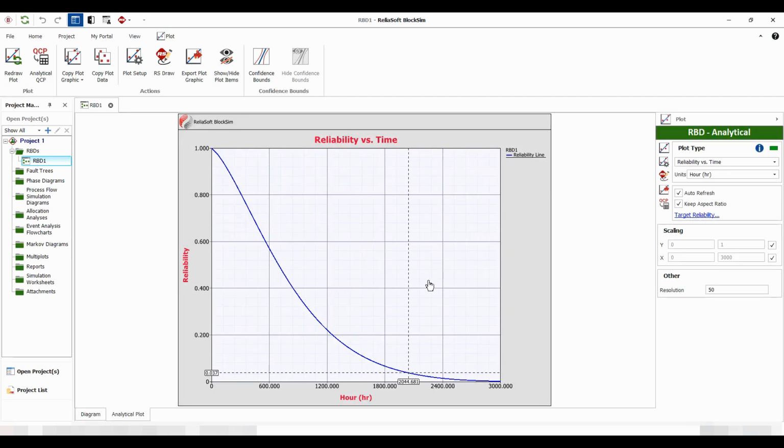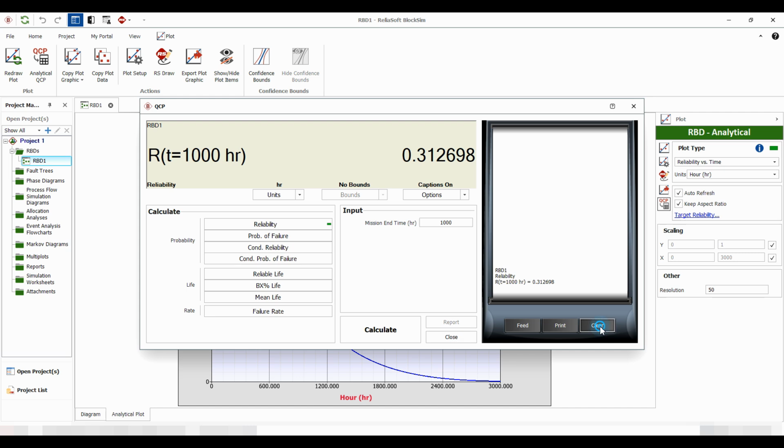But if we want to take a more accurate measurement, because it's not that easy to just position the cursor at a specific point, we can use the quick calculation pad, or QCP. We can clear anything that's there before and say we want the reliability at 1500 hours, for example, and we click OK, and we have 12% reliability at 1500 hours.